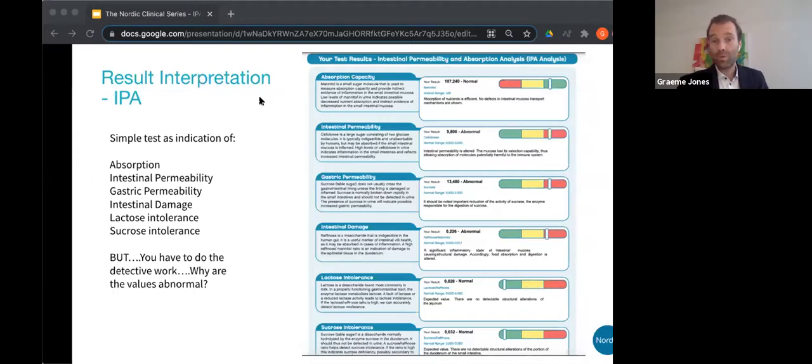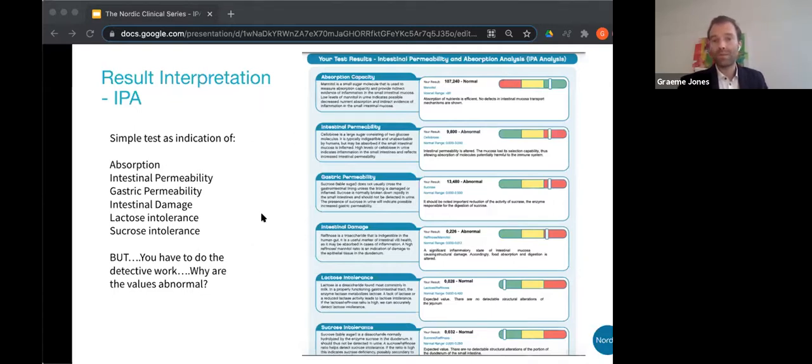Then we have gastric permeability. So the same situation going on at that point. And then intestinal damage. So usually if we've got a red score there, there's more significant inflammation going on, or villi health is more affected. So particularly with celiac disease patients, I really like to run this test because I like to track their progress over time to see how not only is just the removal of gluten actually working, but how are the other techniques also that we're employing, how are they doing?